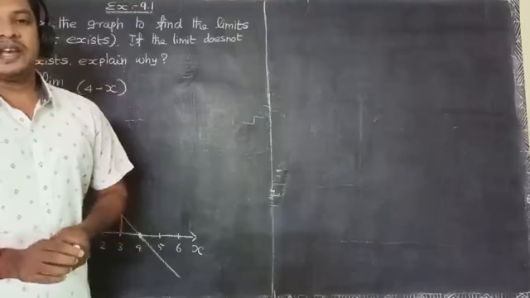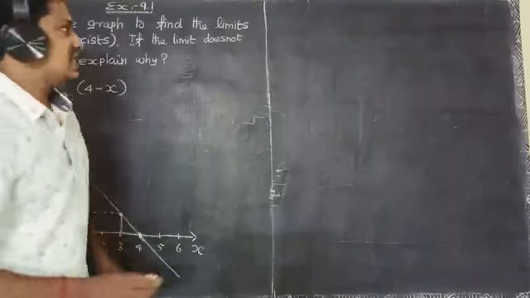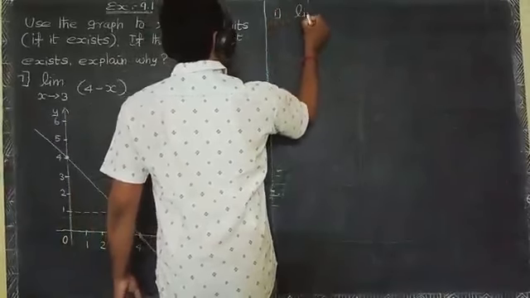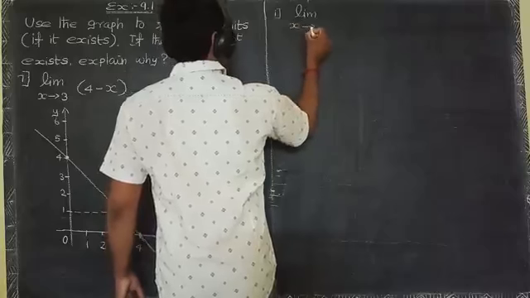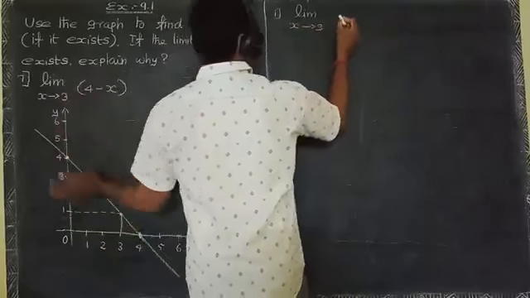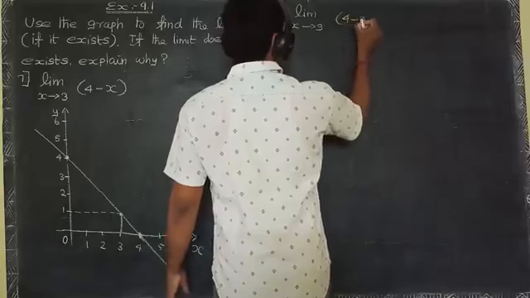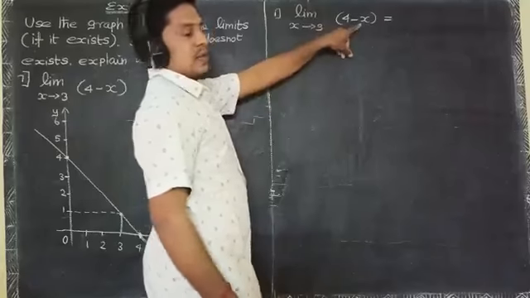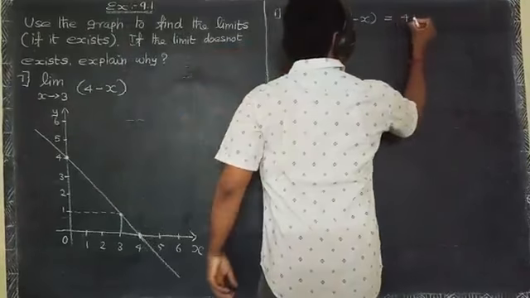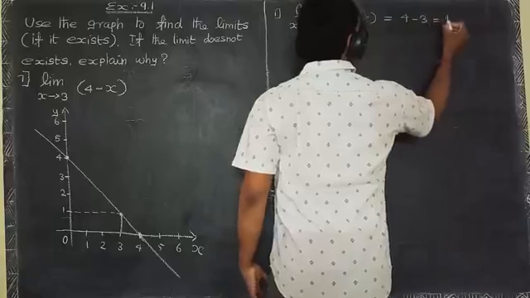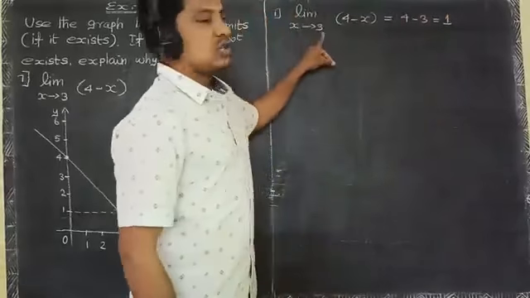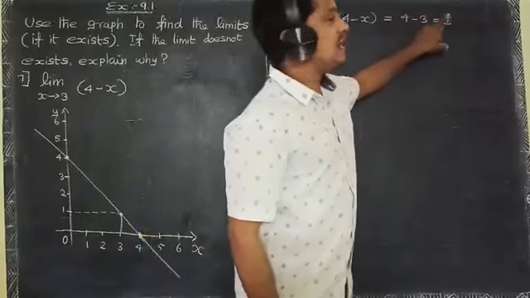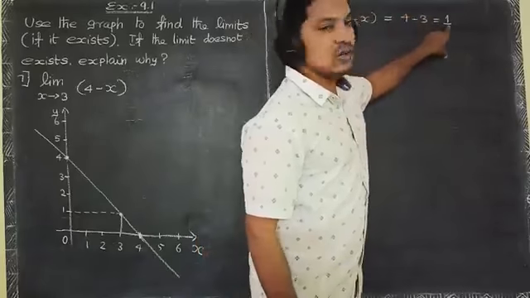Okay, we have 3 stages. In the first stage, the first one is limit x approaches 3, the function 4 minus x. Here, substitute x equal to 3, 4 minus 3, which is equal to 1. It means x approaches 3, f of x approaches 1. It means y approaches the value 1.